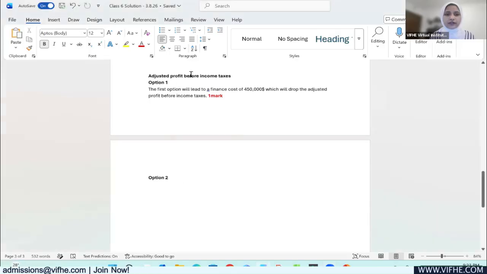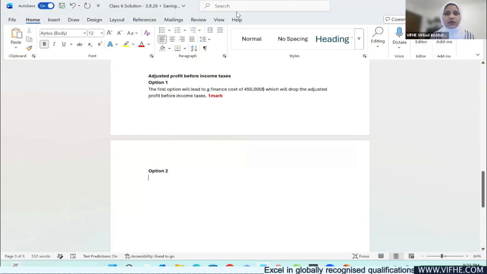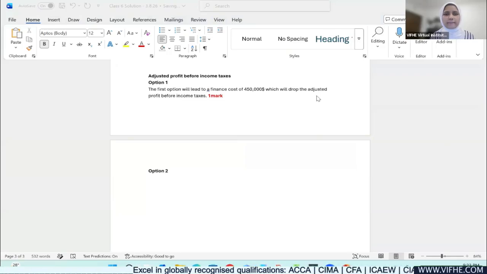Now for option 2, how is it impacting the adjusted profit before income taxes? Will it have any dropping impact? Yes or no? Is there any expense recording in the P&L? The option 2, does it have any expense recording in the P&L? Will it impact my adjusted profit before income taxes? Yes or no? If yes, will it drop or increase? Will it drop my profit before income taxes or will it increase?